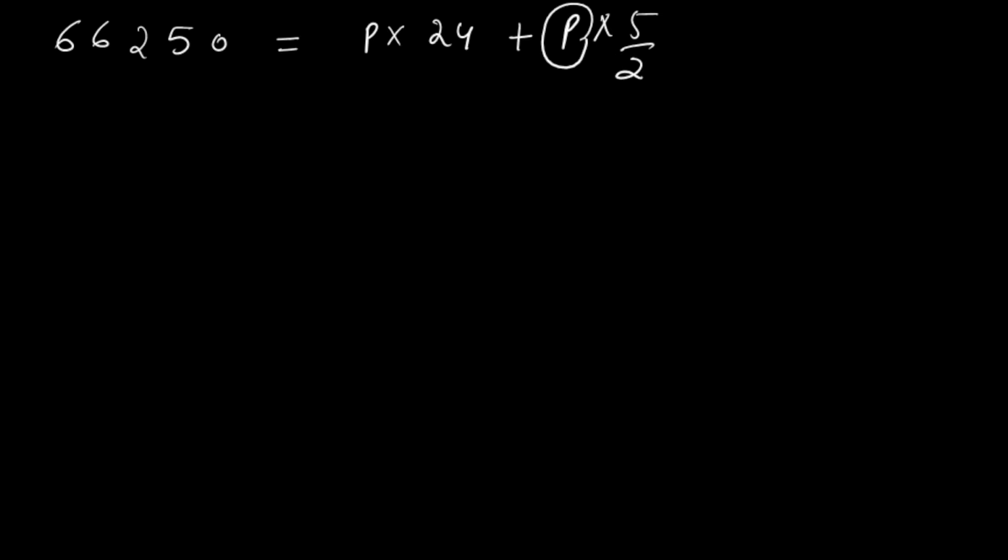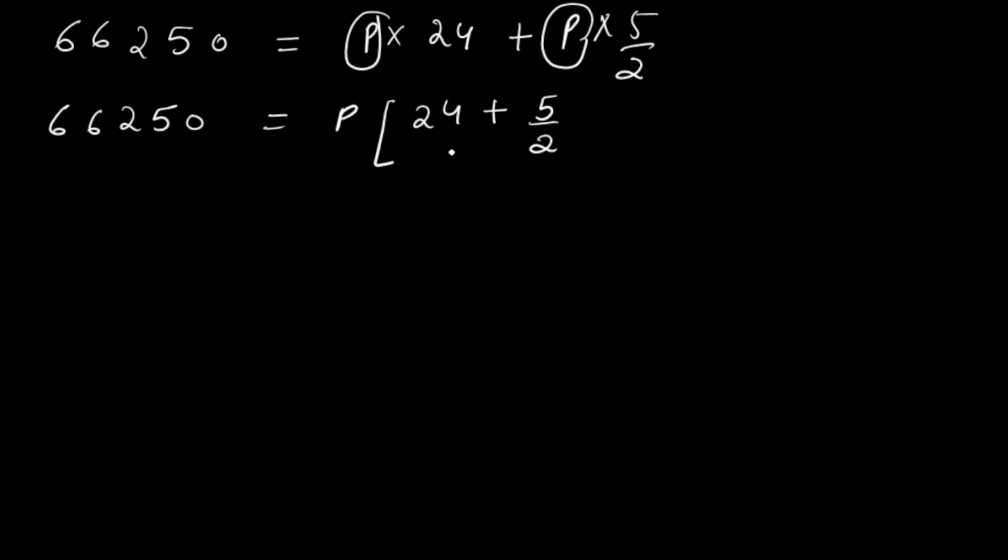Okay, so now 66,250 is equal to P into 24 plus P into 5 by 2. So what we can do, we will take P common. If I take P common, what I am left with inside is 24 plus 5 by 2.